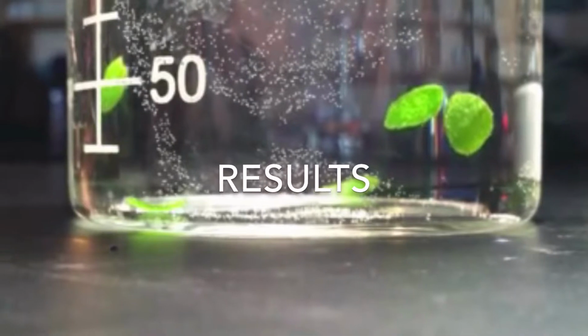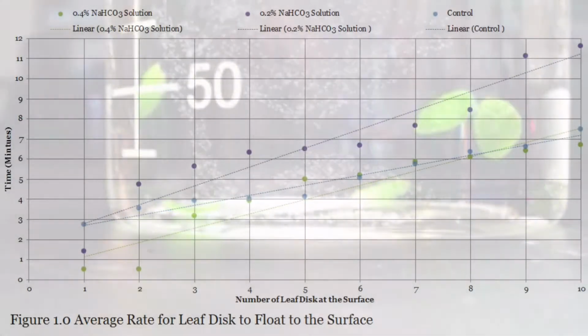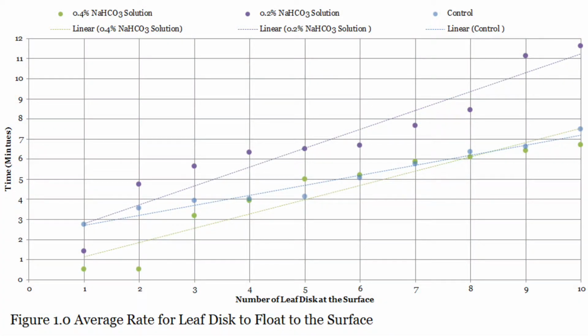And here are the results of the experiment. As seen in the graph, the results contradict the hypothesis. The rate of the controlled experiment was significantly faster than the rate of the photosynthesis that occurred in the 0.2% solution, and the rate in the higher concentration bicarbonate was actually slightly slower than the rate of the controlled experiment.